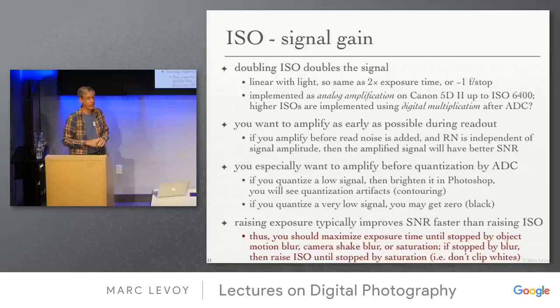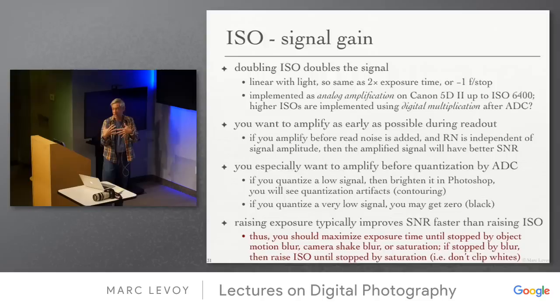So that's the recipe. You start with the aperture according to the depth of field you want. You then raise your exposure time as high as possible. And then if it's still producing a dark image, then you raise your ISO. Got that?